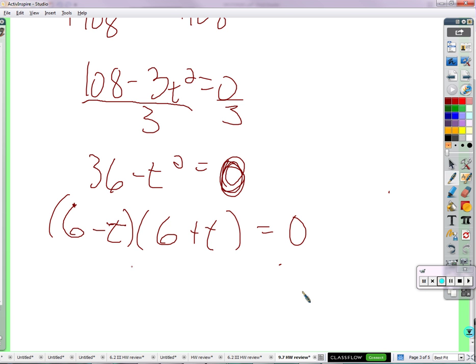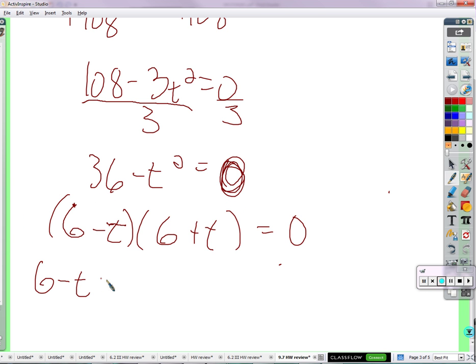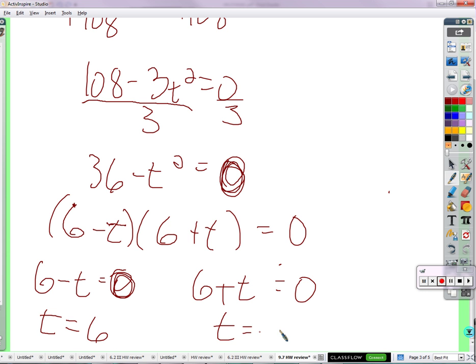And then we solve the equation by saying, here's a number times another number that equals 0. So one of them has to be 0. This one or that one. If this one equals 0 and I add t to both sides, I find that t is 6. If you subtract 6 from both sides, t is negative 6. That's why the answer on the answer page says this. It really means there are two answers, a positive 6 and a negative 6. Those are the two solutions.